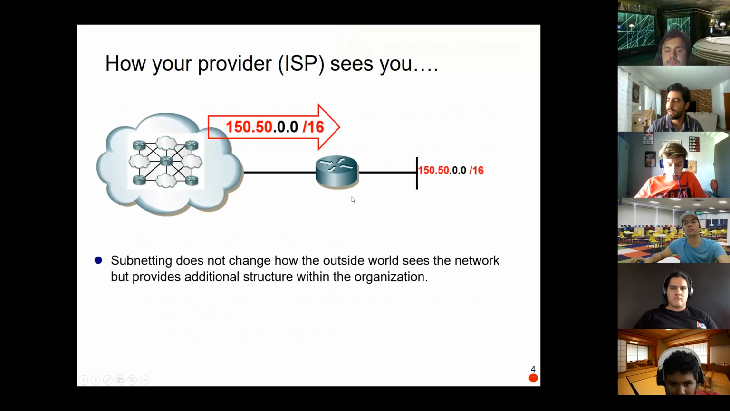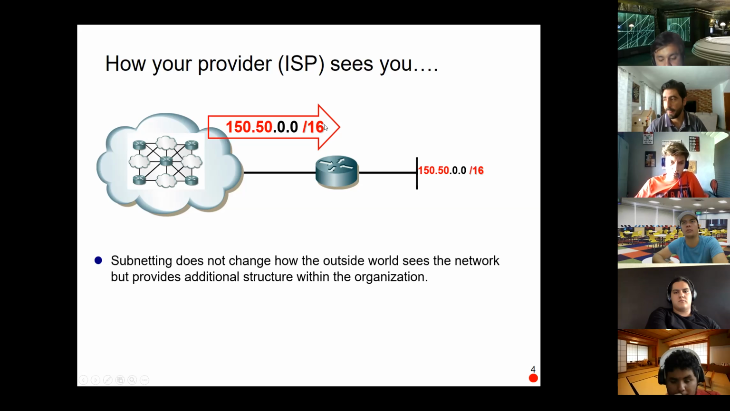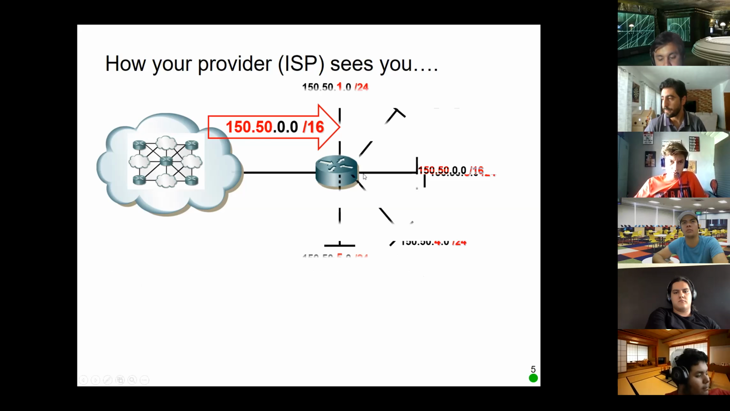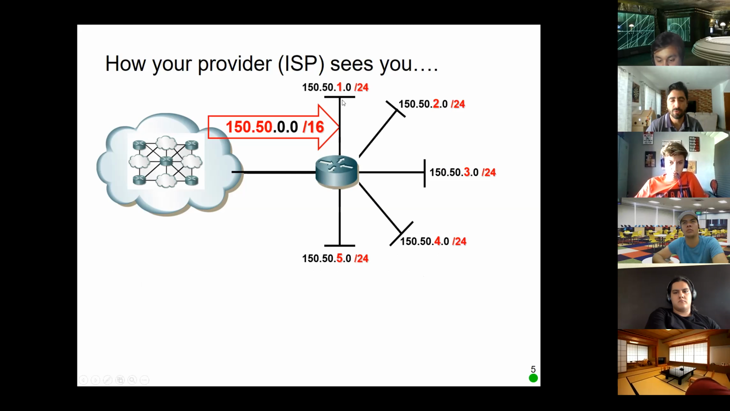Then we talked about the view of your ISP, the internet provider, of your network. You have a router that connects you to the outside, to the internet provider. What the internet provider sees from you is your IP address, which is the IP address of your network, and it's going to see your network prefix here. We talked about what that means. But what's happening inside this network is hidden from the ISP.